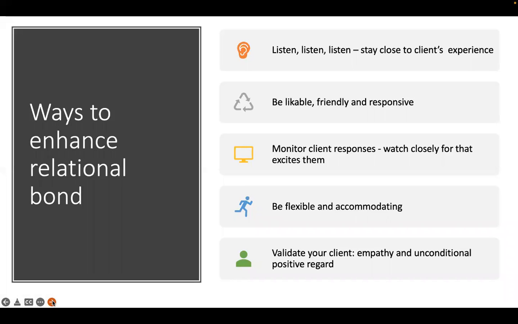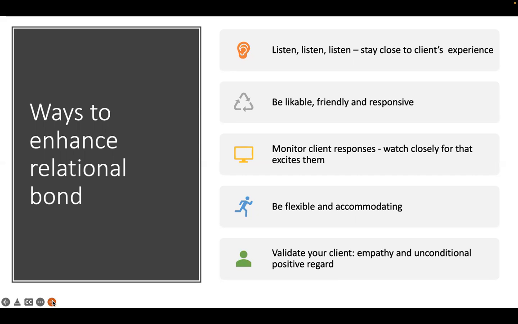So how do you enhance the relational bond? You listen. What it means by staying close to the client's experience is those reflective statements. What I'm hearing you say is this. Did I get that right? Asking questions that are genuinely curious about their perspective on something. So staying close to it just means that you have an understanding of it because you've elicited more information. You've reflected in an accurate way where the client really believes like they are understanding me.